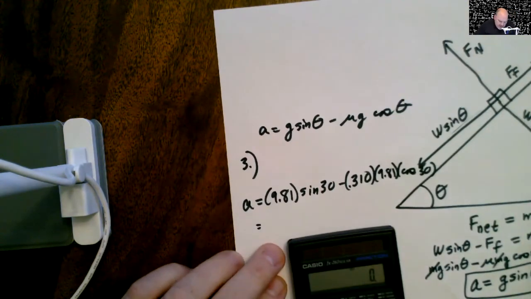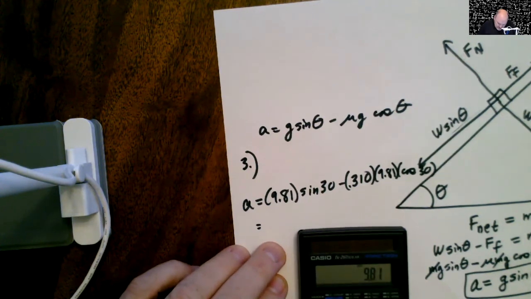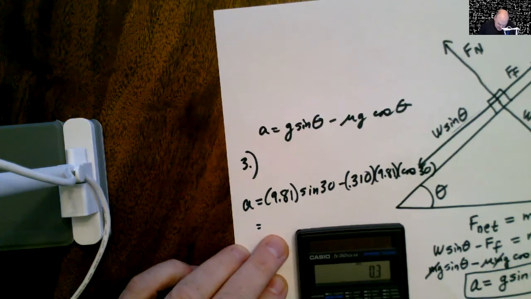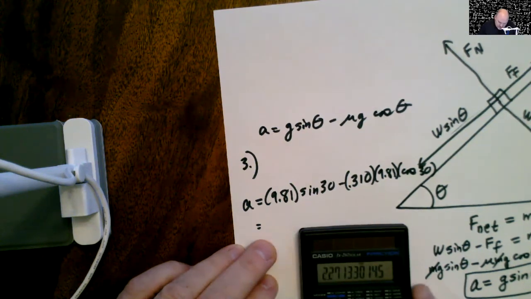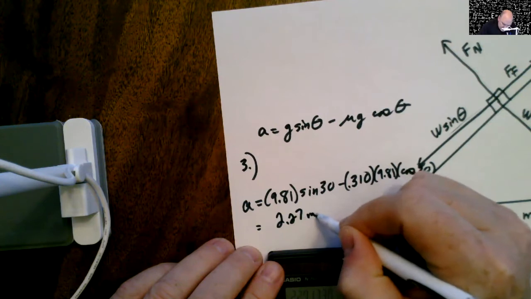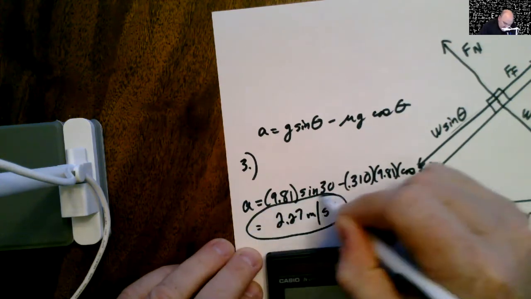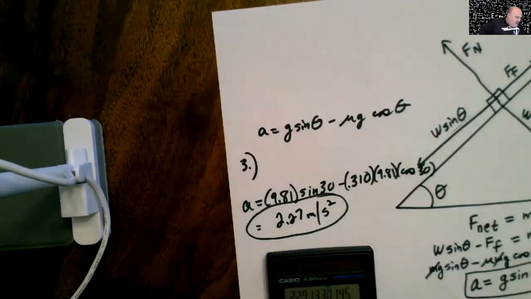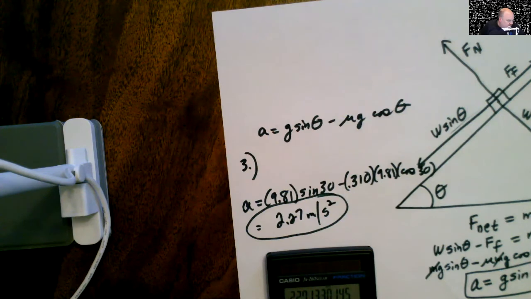So 9.81 times sine 30 minus 0.310 times 9.81 times cosine 30 equals, I get an acceleration of 2.27 meters per second squared down the inclined plane. That should be the answer for that one. 2.3, I believe, is correct. Okay, so that's part 1. All right, part 2.